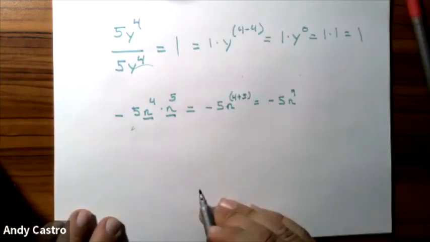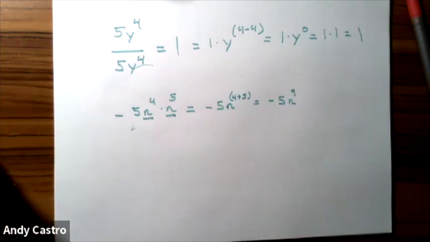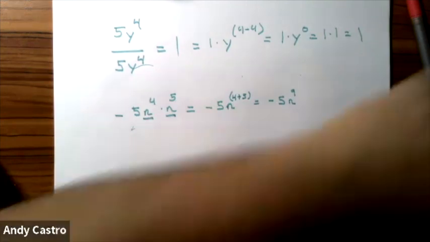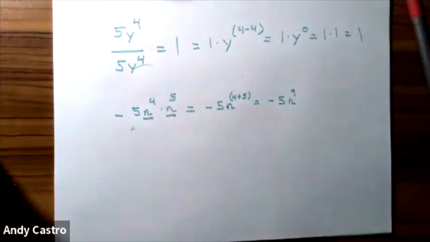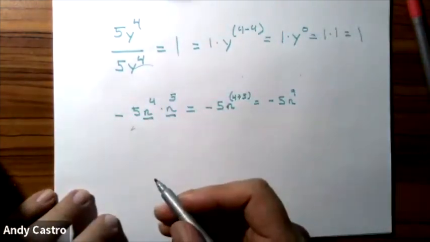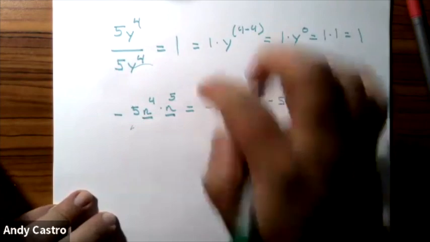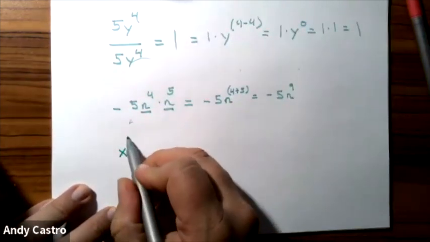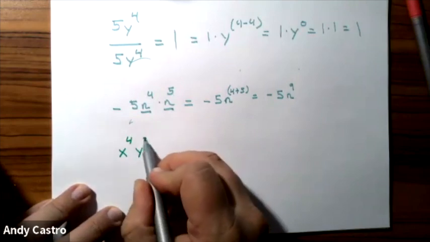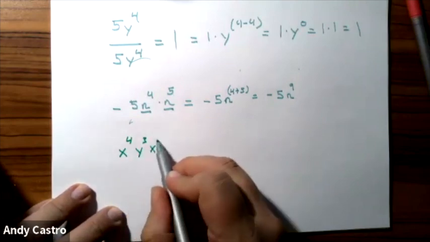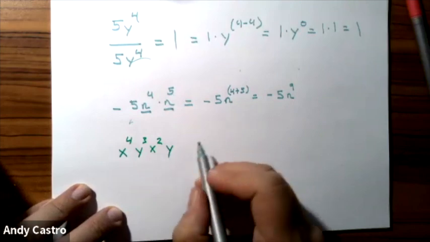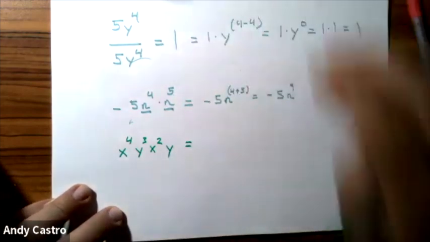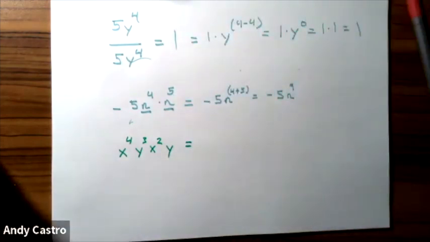All right, so now let's start combining some different exponents together. Or different variables. So what I'm gonna do is x to the fourth times y to the third times x squared times y. Okay, so what is that?